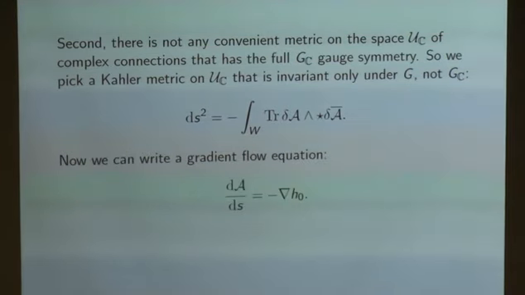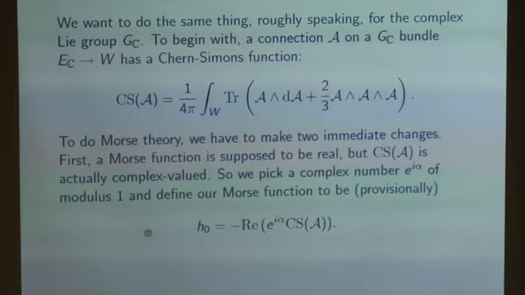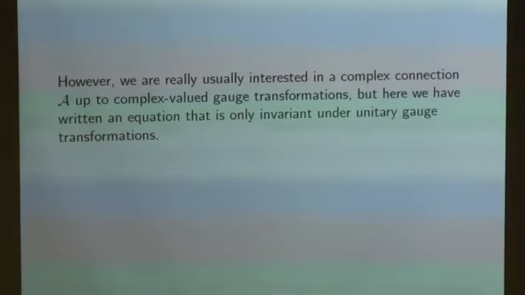Now we can write a gradient flow equation. We say that the time derivative of the complex connection is minus the gradient of the Morse function, where for the time being we can try this Morse function. However, we're usually interested in a complex connection only modulo complex valued gauge transformations. And we've written an equation that does not have that symmetry, since our equation is only invariant under unitary or real valued gauge transformations.